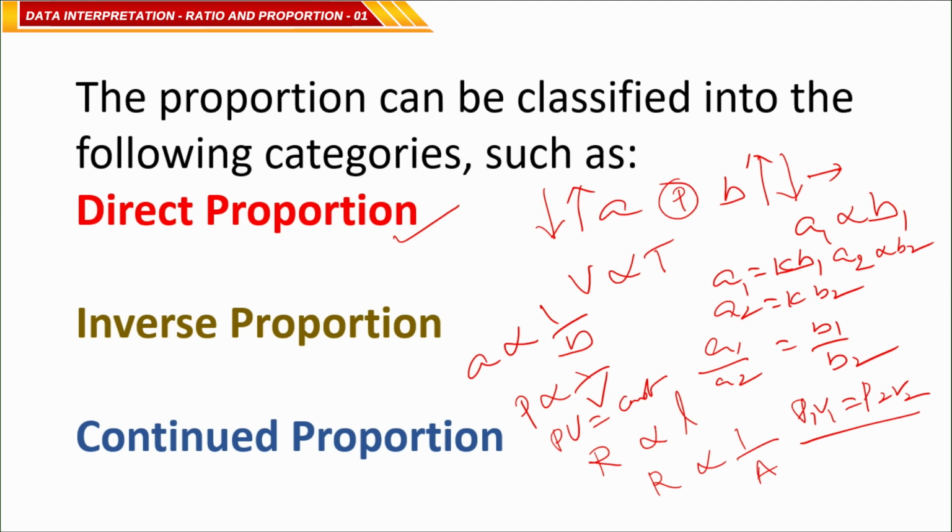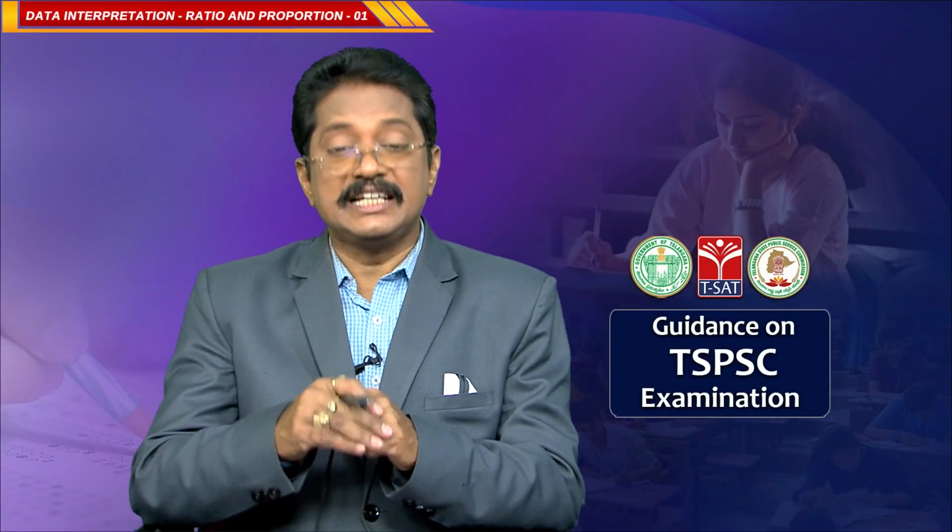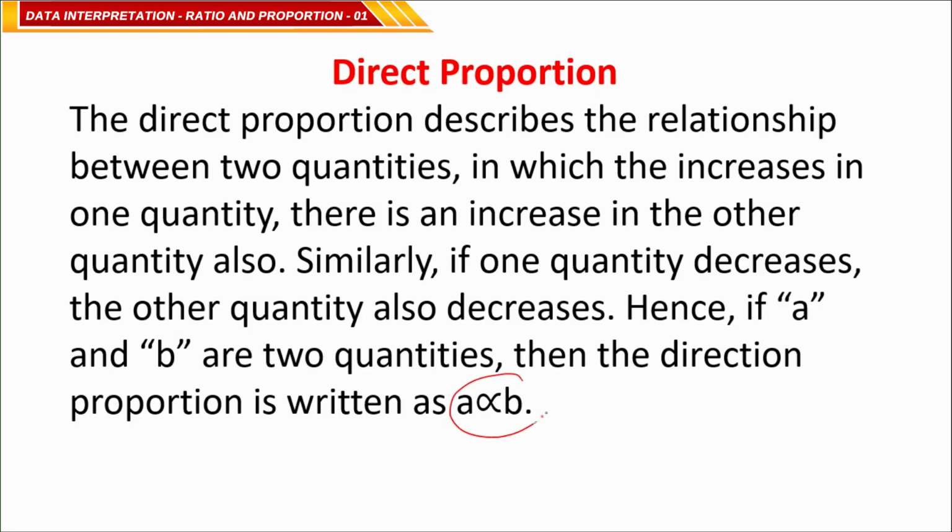Now continued proportion. Before going to discuss all these things, I will discuss one by one once again. The direct proportion describes the relationship between two quantities in which an increase in one quantity gives an increase in the other quantity also. Similarly, if one quantity decreases, the other quantity also decreases, and A and B are said to be such that A is proportional to B. You can say A equal to KB, or A1 B1.